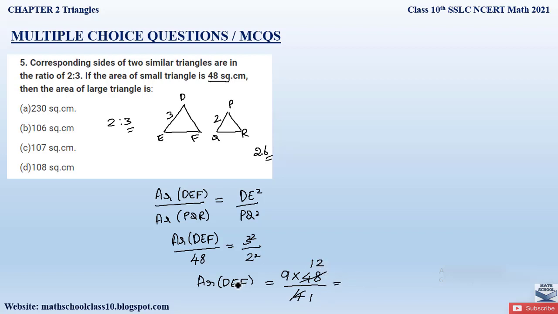Therefore, area of the triangle DEF is 9 2s are 18, carry 1, 9 1s are 9, 10. So it is 108 square centimeter. Our correct option is option D.